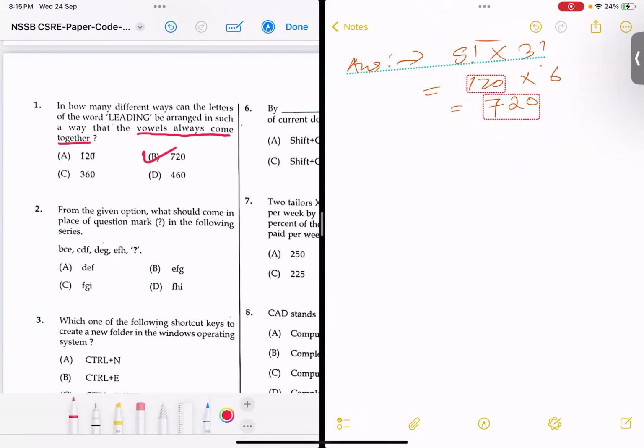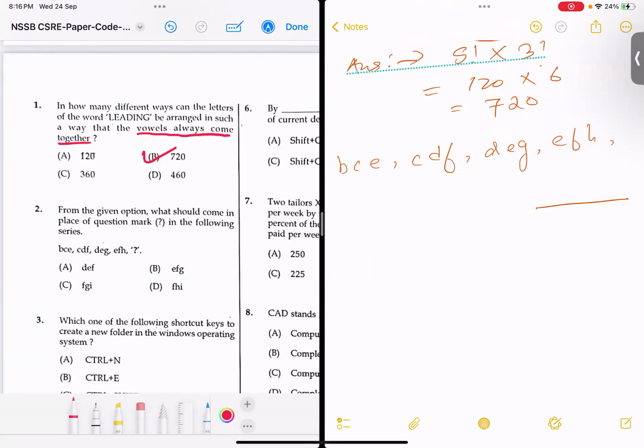Question number 2. From the given options, what should come in place of the question mark in the following series? Now, here the series is given as BCE, CDF, DEG, EFH, and then we have to find the last one.